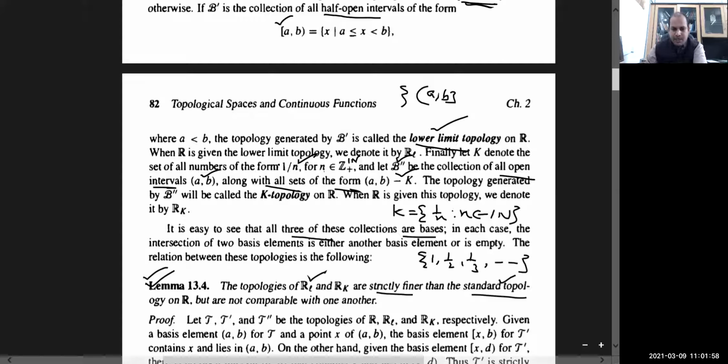And K-topology is basically the collection of all open intervals of the type open interval (a, b), along with all sets of the form (a, b) minus K, where K is the set of 1 by n, n belonging to the set of natural numbers. So the topology generated by B double dash will be called the K-topology on R. When R is given this topology, we denote it by R_K.